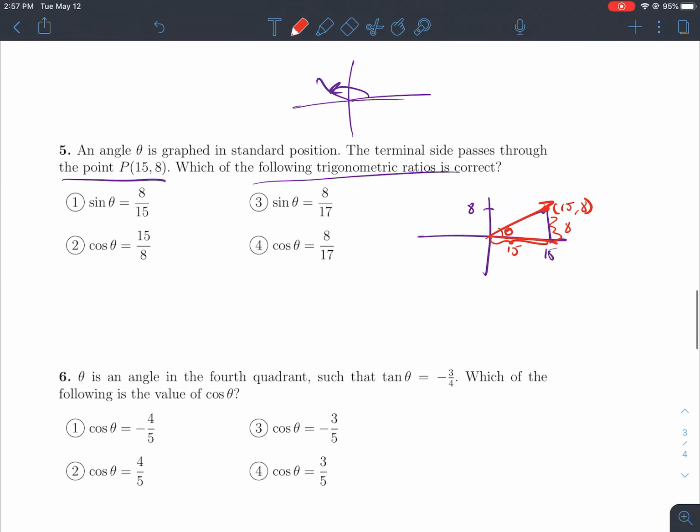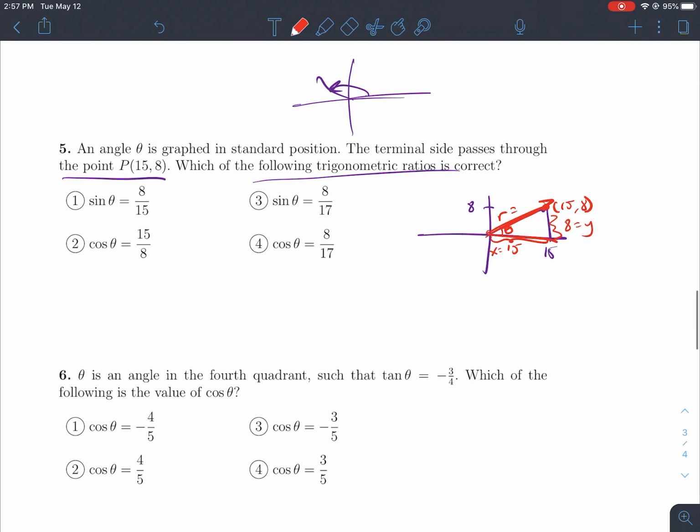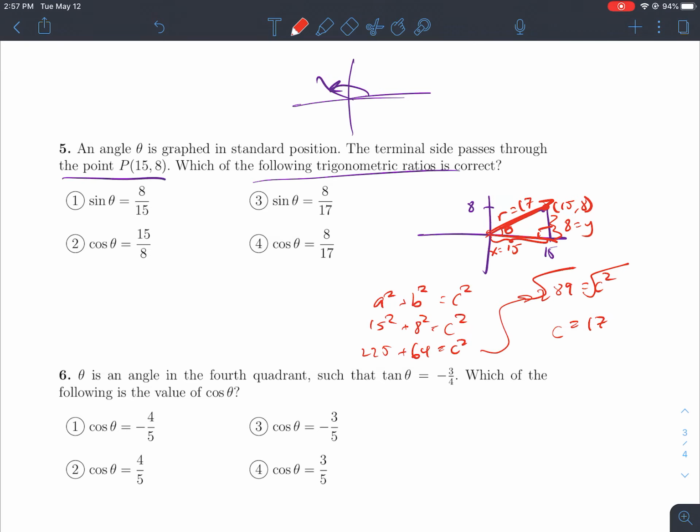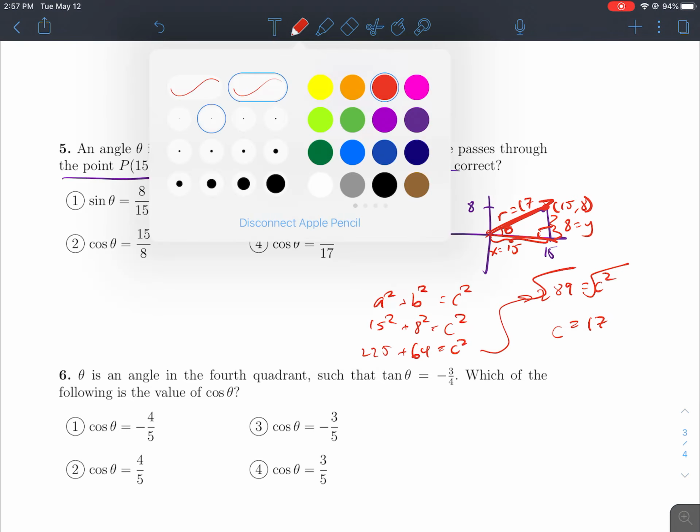This is 8 here, which means if we wanted to figure out the r value, the radius out to this point, we could use the Pythagorean theorem because this is a right triangle. So we're going to do a squared plus b squared equals c squared, 15 squared plus 8 squared equals c squared, 225 plus 64 is equal to c squared. And then we get 289 is equal to c squared. Square root both sides, c equals 17, so r is 17.